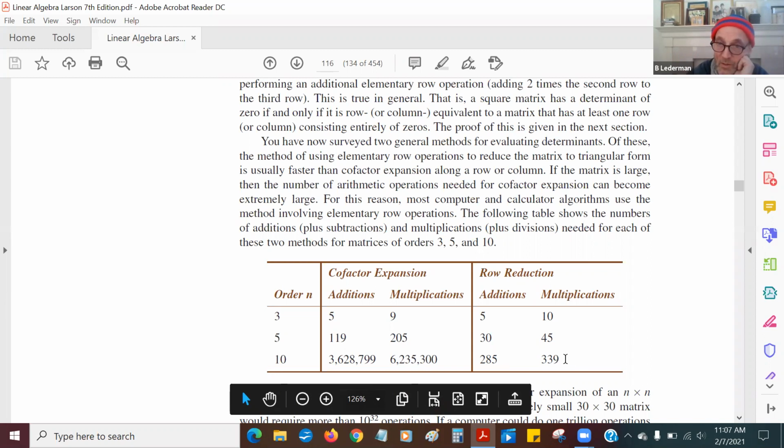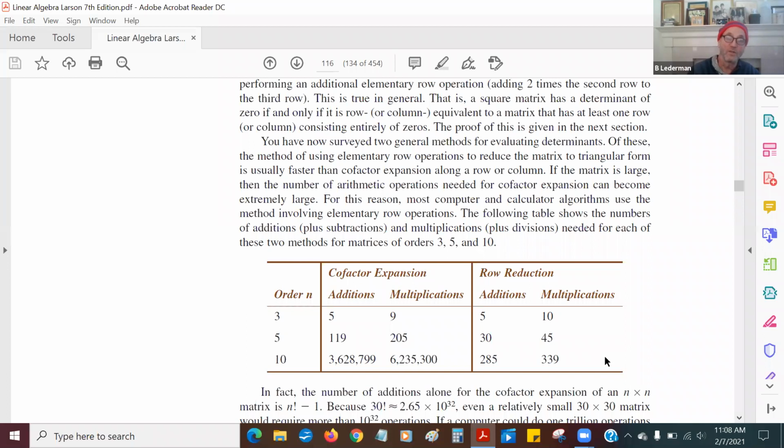and 339 multiplications. Now, for a computer, between the additions, subtractions, and multiplications, the cofactor method is only like 10 million steps. A computer can do 10 million steps pretty quickly, but a 10 by 10 matrix is not that big, and you could easily get a 20 by 20 matrix or a 50 by 50 matrix. You see what I'm saying? It gets to the point where it's ginormous.